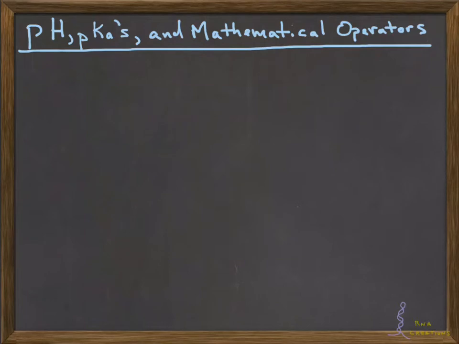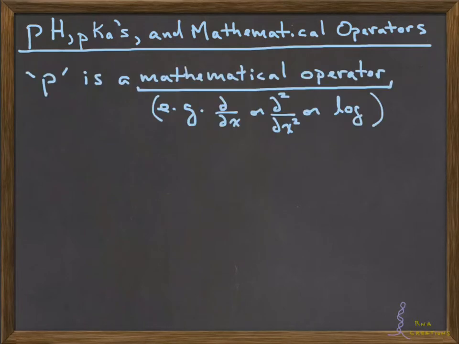I want to go over pH, pKa's, and the use of mathematical operators. So P is a mathematical operator. What's a mathematical operator? Well, it's some mathematical process that we do to a function. So for example, we could take the partial derivative with respect to x and see the hole there? That's where the function's going to go.